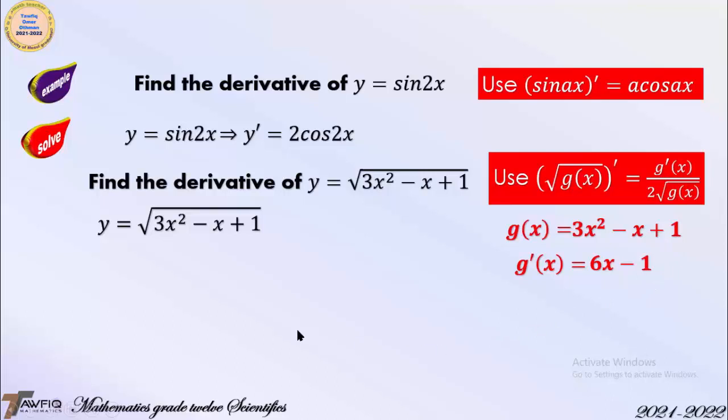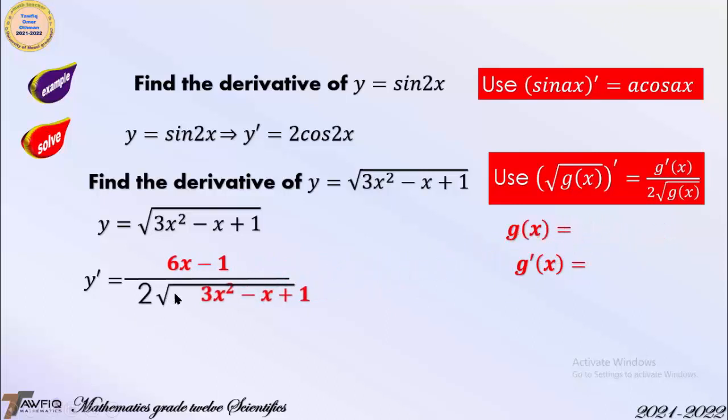And now use this rule. Y prime is equal to, first of all, write the derivative of inside the square root, which is g prime of x, equal to 6x minus 1. Then write 2 times the square root of 3x squared minus x plus 1.